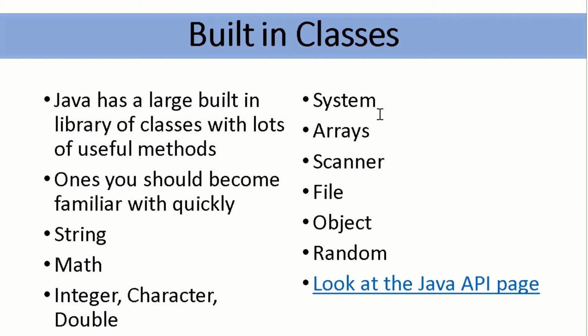So first we have System, Array, Scanner, File, Object, Random, String, Math, Integer, Character, and Double. Basically, we're using these because they are the most used built-in classes in Java. Java has a large built-in library of classes with lots of useful methods, which you should become familiar with quickly.